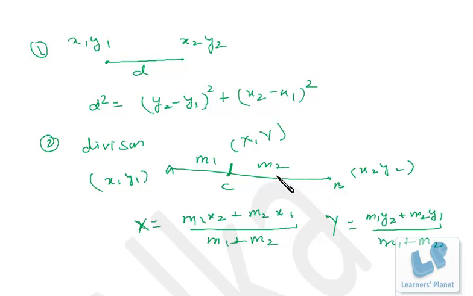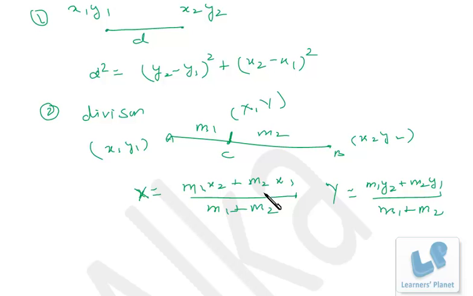If m1 is equal to m2, that means C is exactly at the center of this line. In that case, x is equal to x1 plus x2 by 2, right? Since m1 is equal to m2, they cancel and finally you are left with x1 plus x2 by 2. So coordinates of the center are x1 plus x2 by 2 and y1 plus y2 by 2, right?